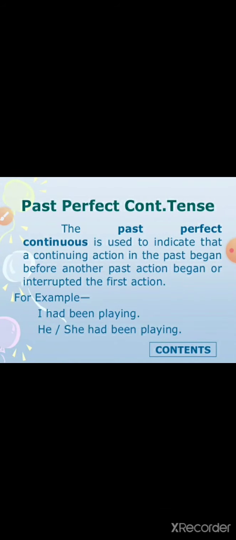Then comes past perfect continuous tense. Past perfect continuous tense is used to indicate that a continuing action in the past began before another past action began or interrupted the first action. So past perfect continuous tense क्या करता है? It is used to express something that started in the past and continued until another time in the past.